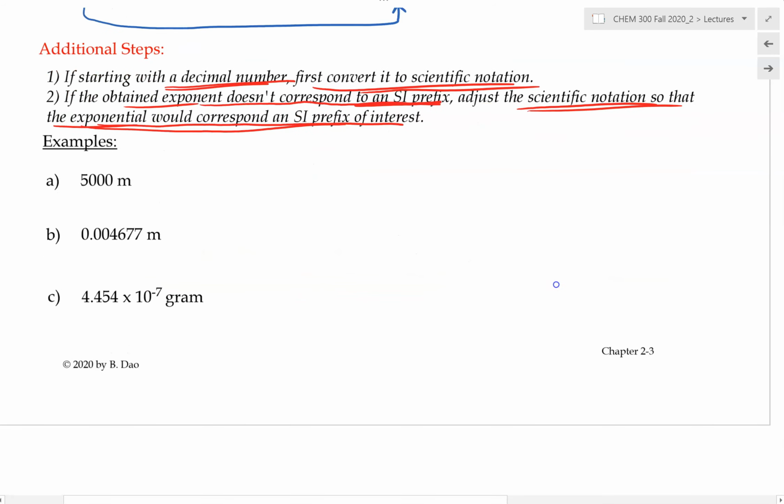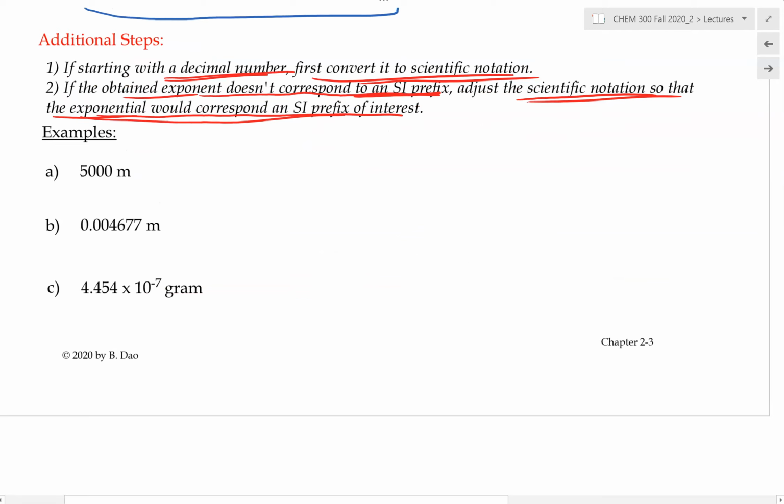Let's now try an example. Let's convert and use the SI prefix for 5,000 meter. So in this case, again, we started with a decimal number, right? So what we have to do first is convert this into scientific notation. So we have to move the decimal to the left 3 times. So it becomes 5 times 10 to the 3rd meter.